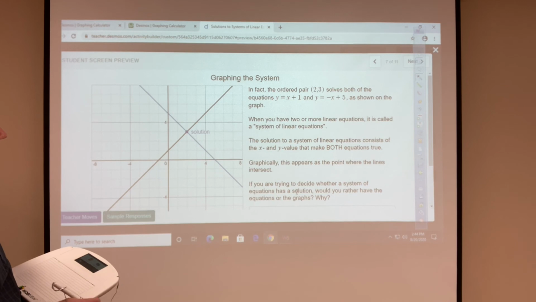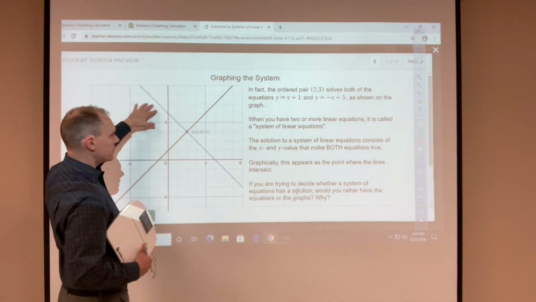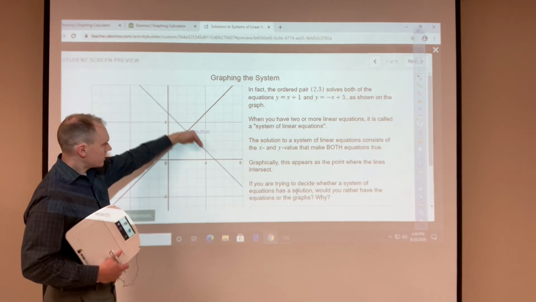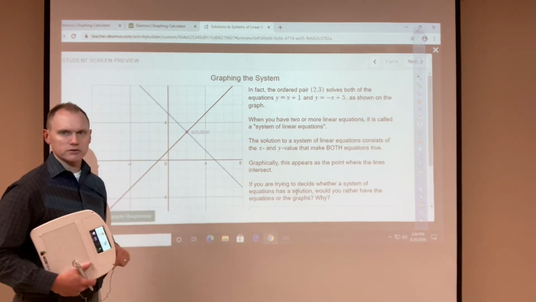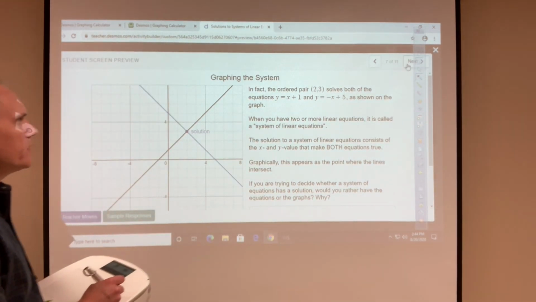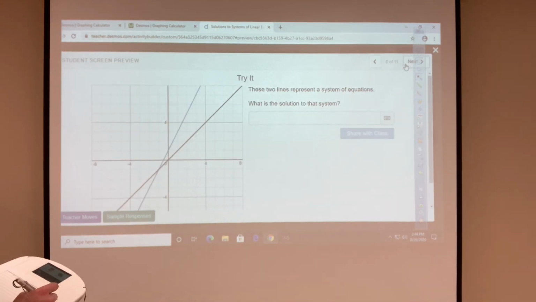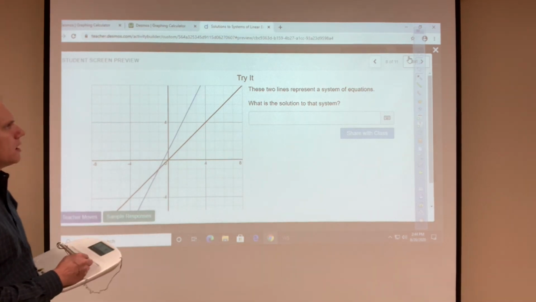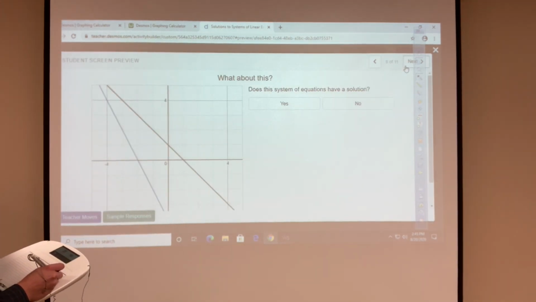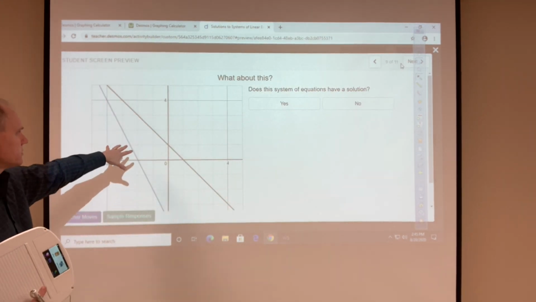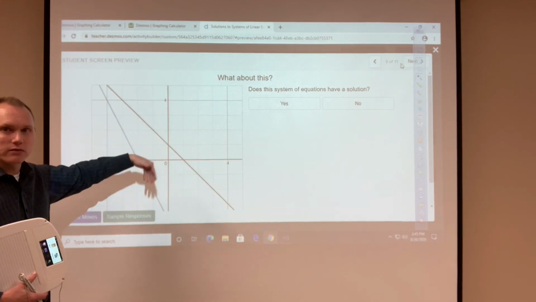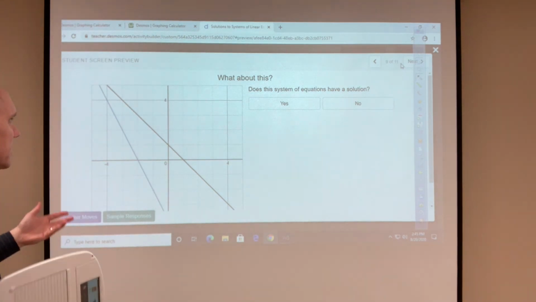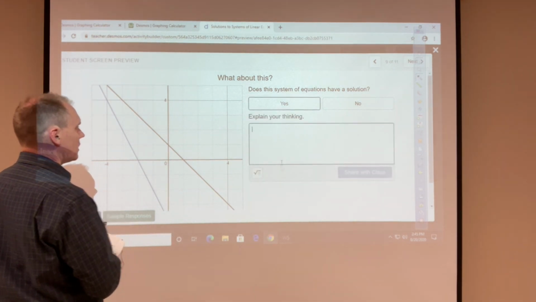And just to walk through real quick, when you have two or more lines, an equation is called a system of linear equations, and we're looking at the intersection of those two, and that's our solution. If we have something like this, you have one solution here, the point -1, -1. Does this one have a solution? Will they eventually intersect even though we can't see it? Yes, they will, right? So yes, this does have a solution.